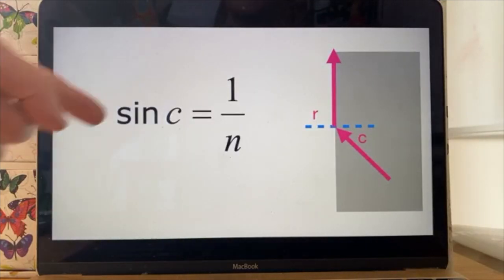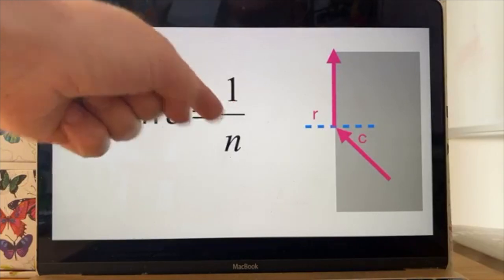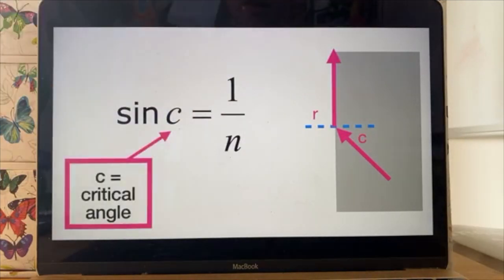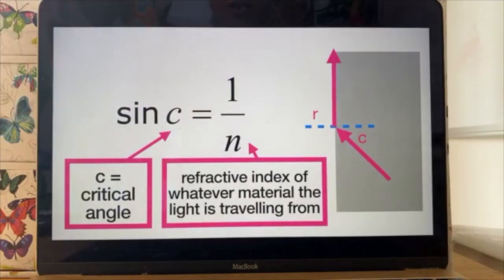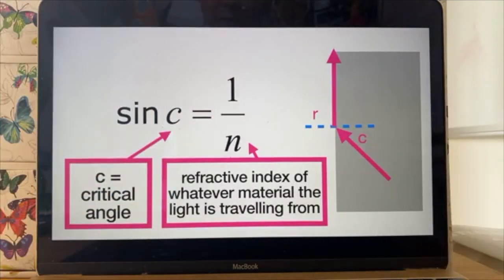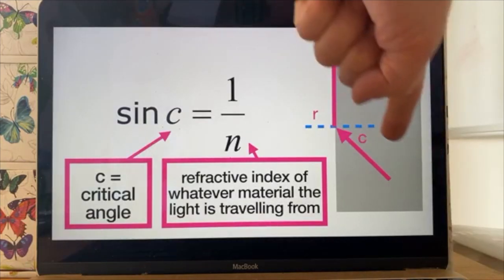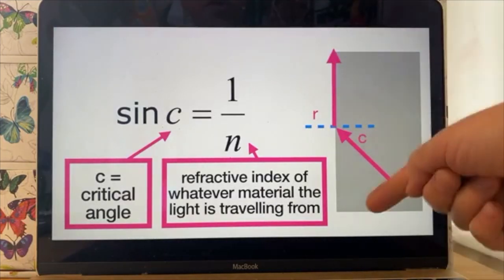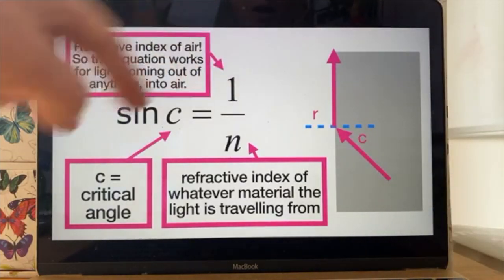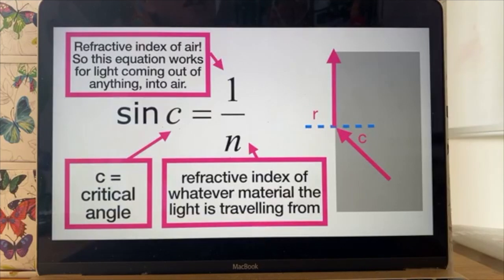Right. Whew! Here's your equation. The sine of C equals 1 divided by n. That's better than last week, isn't it? There's only one sine. Phew! So the sine of the critical angle equals 1 divided by, well, I'll show you what these things are. C is the critical angle. N is the refractive index of whatever material the light is travelling from. So whatever this grey stuff is, this would be N at the moment, its refractive index. And 1, it just happens to be the refractive index of air.